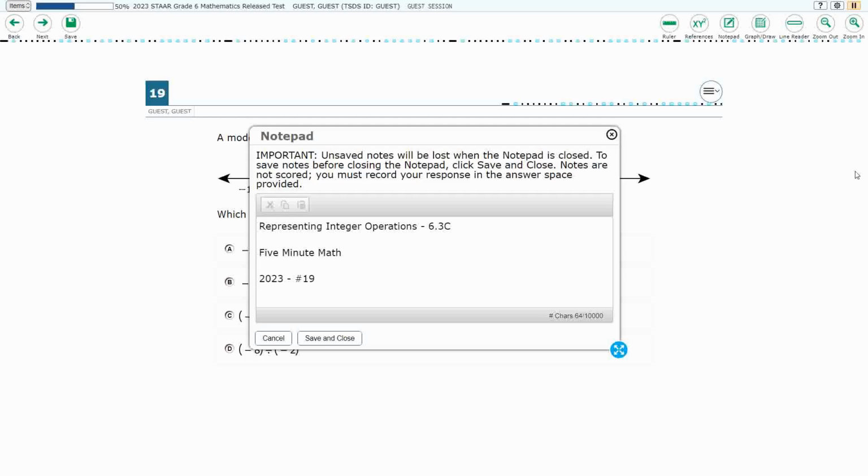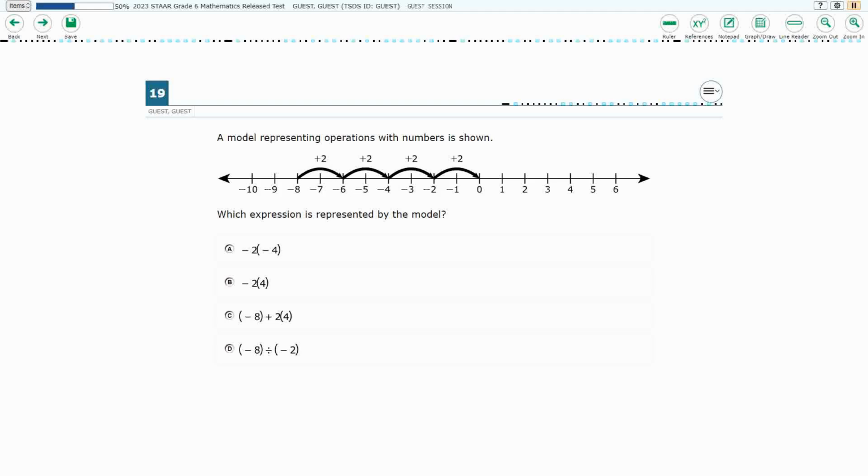Today we are looking at the 6th grade concept of representing integer operations. This is standard 6.3c in the great state of Texas, and we're using item number 19 of the 2023 released STAAR test. If you haven't done so already, please go ahead and take a moment to pause the video, work this problem out on your own, unpause it, and we will look at our answers together.